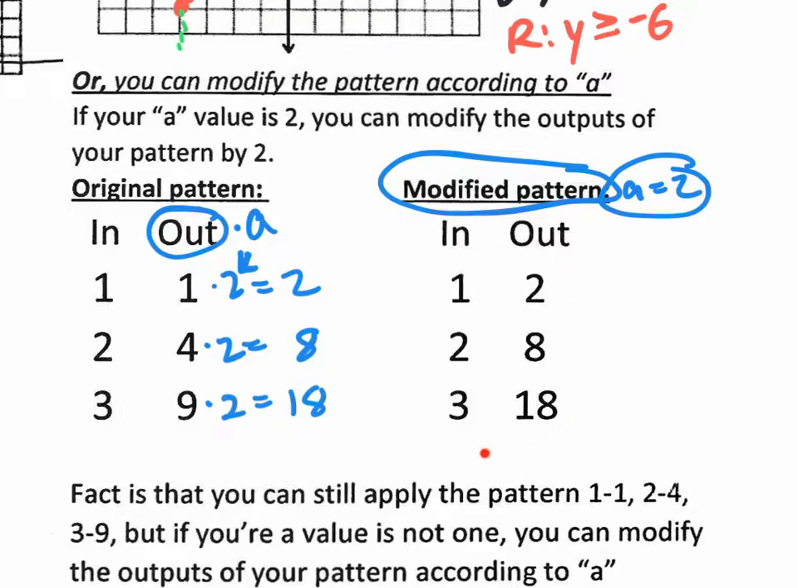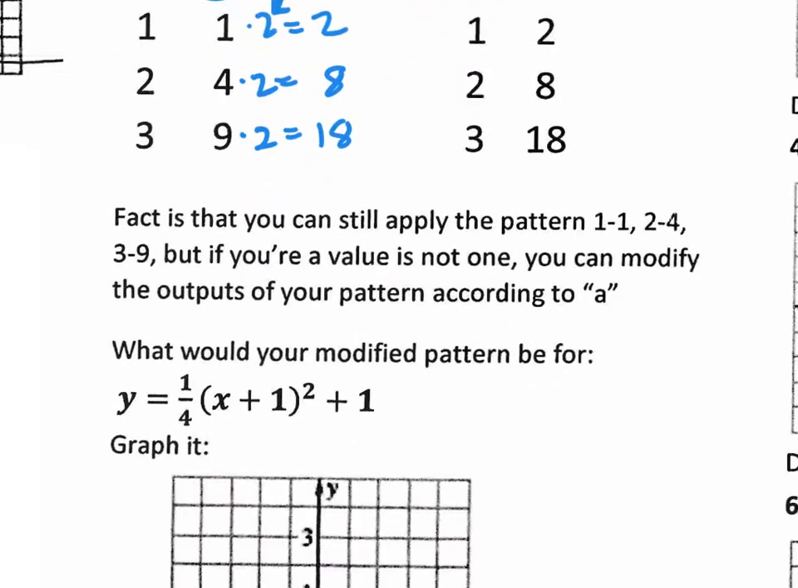Heck no. Don't memorize this, because I don't want you to memorize a bunch of different patterns. Just know that one original pattern, 1, 1, 2, 4, 3, 9, that comes from the a value of 1, and you could modify that pattern to any pattern you want based on your new a value. So let's see if that makes sense to you guys.